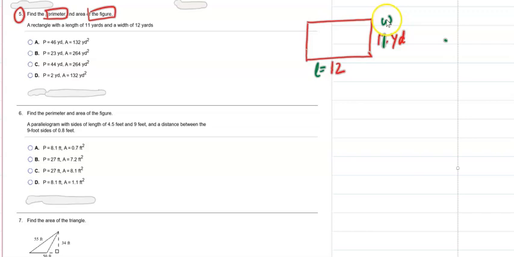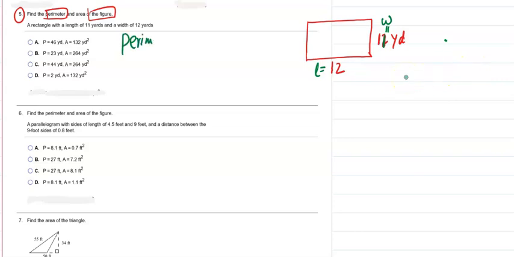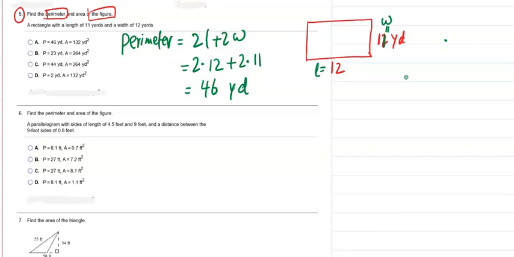The formula list is provided in the test, so use that formula list to find the perimeter. The perimeter is going to be 2L plus 2W. So 2 times L, which is 12, plus 2 times W, which is 11. If you multiply and add, you get 46 yards. Notice that the perimeter is a length, so the unit must be yards.